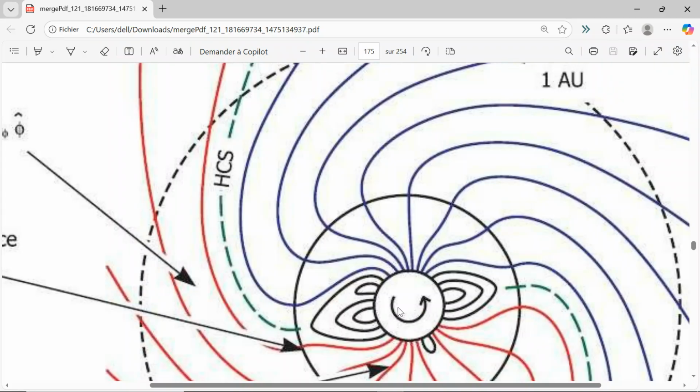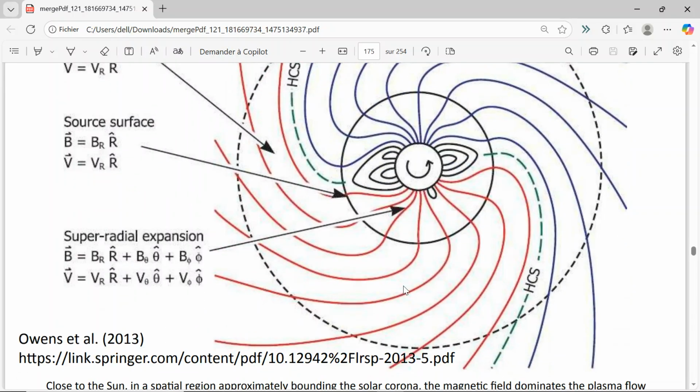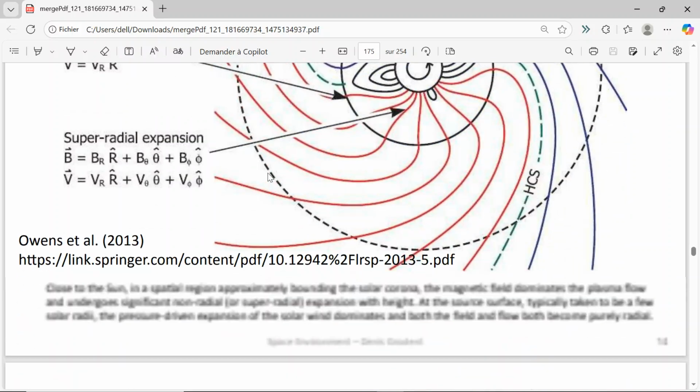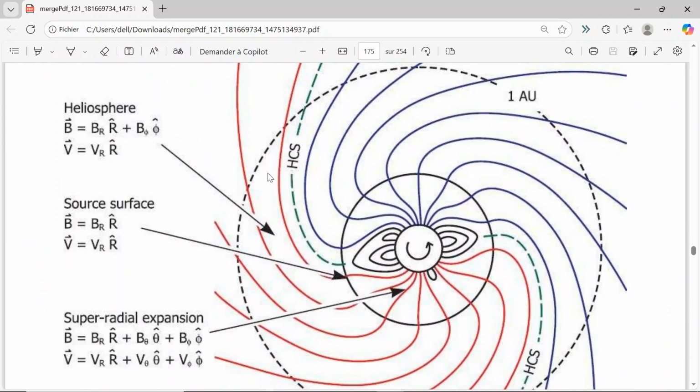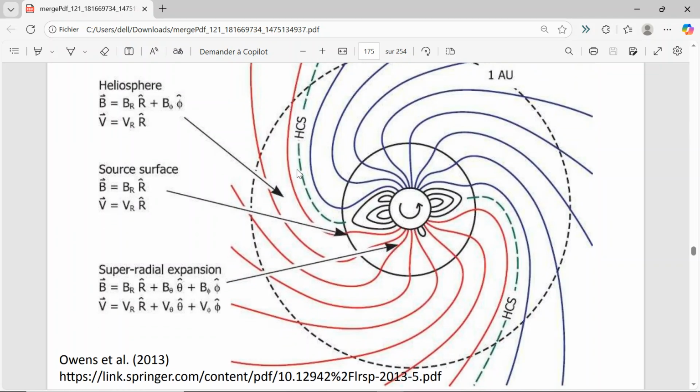This is the sun. This is next to the sun. You get this strange behavior that we don't know. However, the particle spirals are very visible outside of the sun. So in the heliosphere, we have this particle spiral. In the source surface, we have something very radial. Here, we have something less radial, and we see the particle spirals that are much more pronounced.